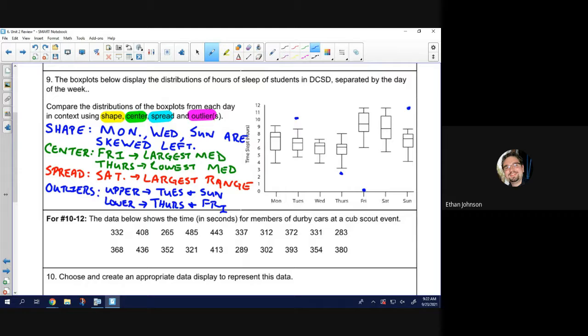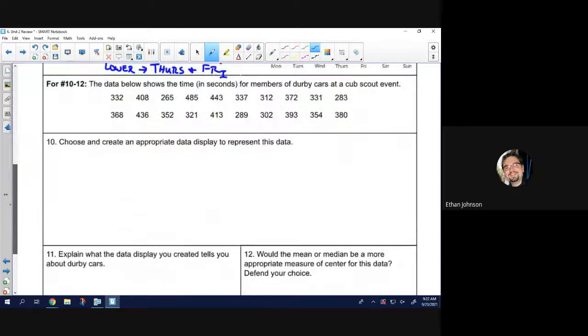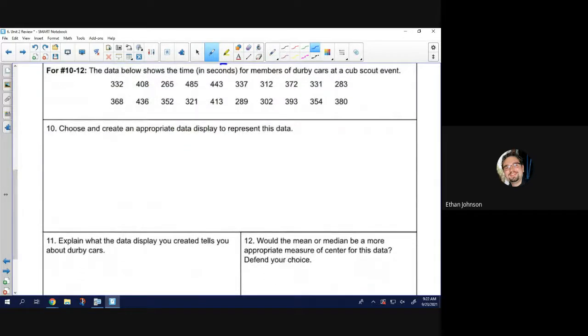Okay. On your assessment, please make sure you do answer each of those 4 parts. Last set of questions. For 10 through 12, the data below shows the time in seconds for members of Derby cars at a Club Scout event.